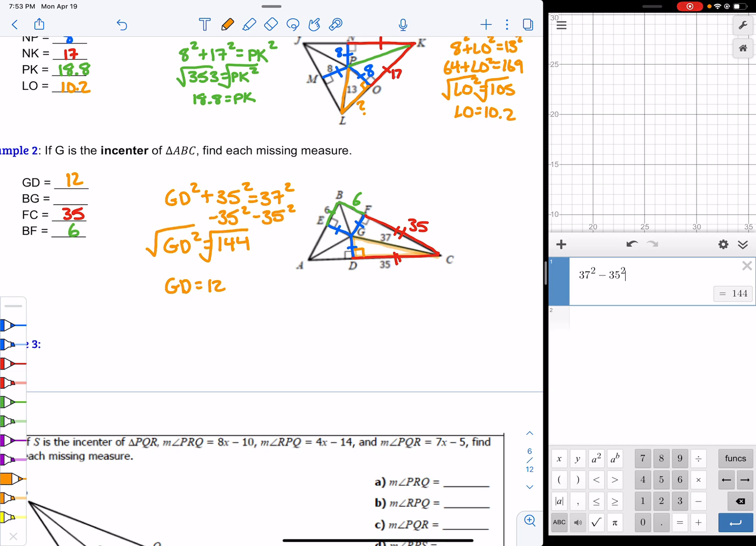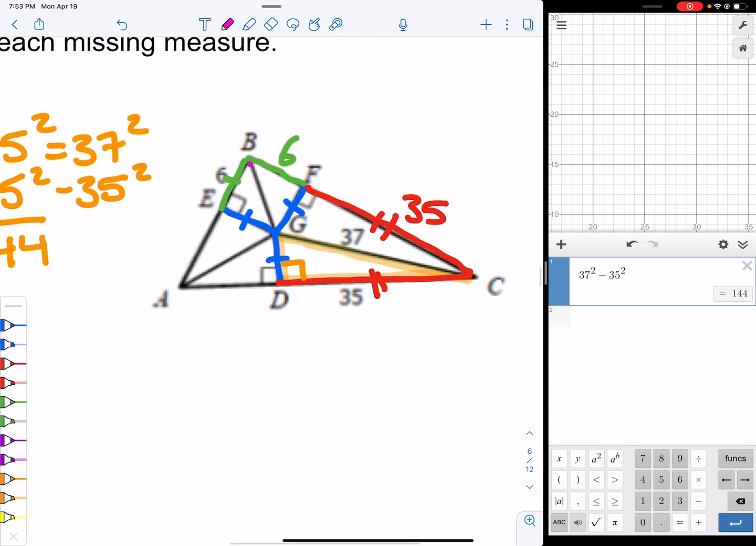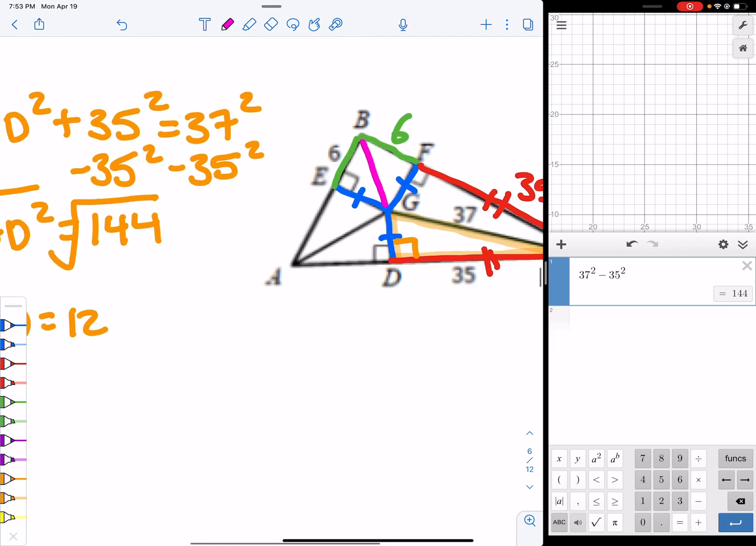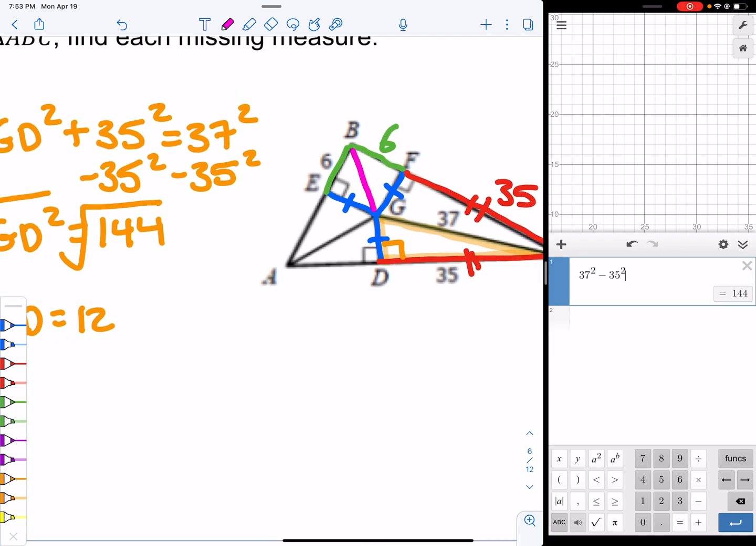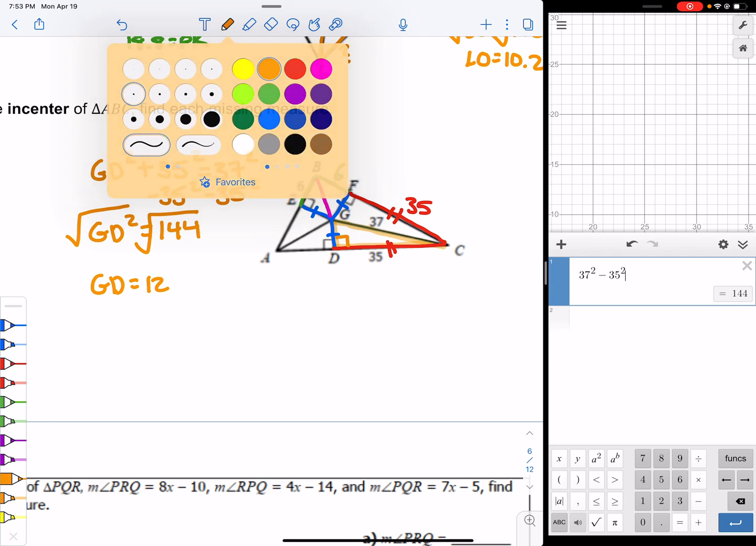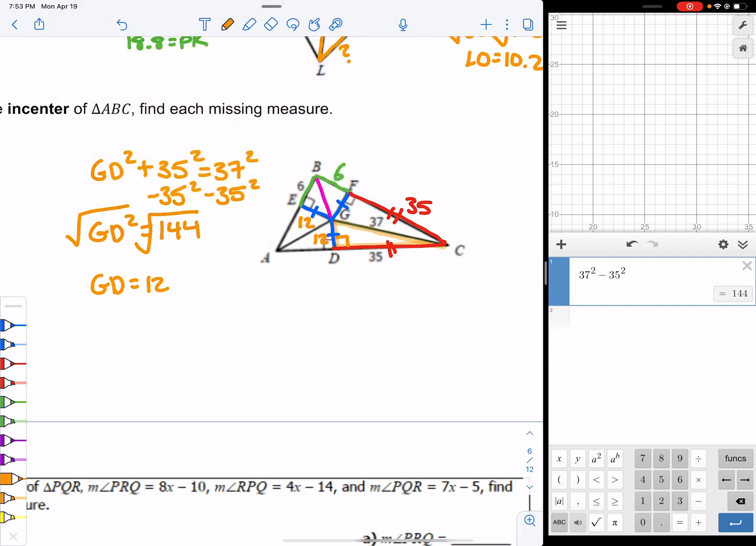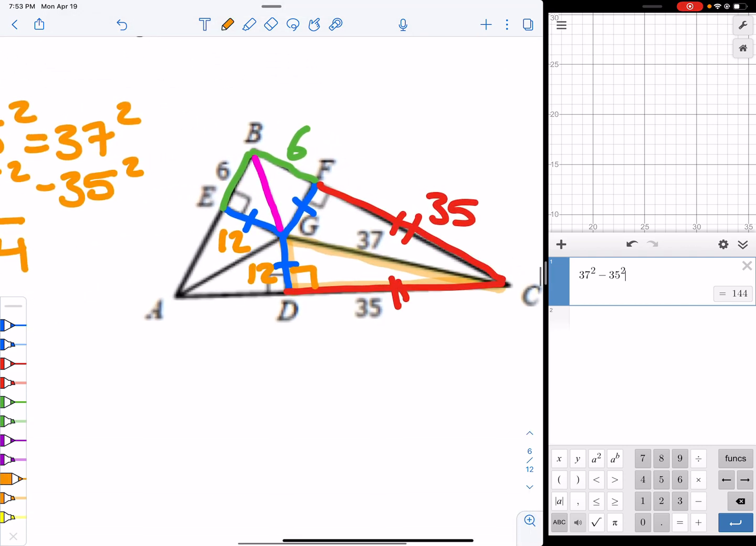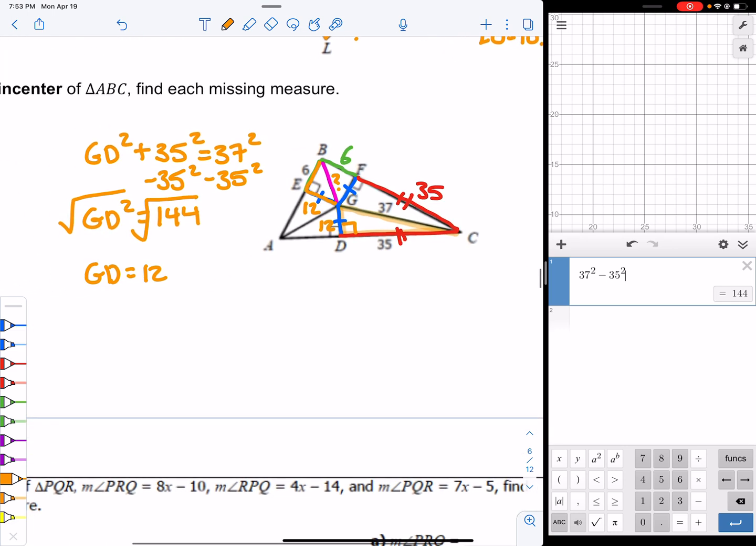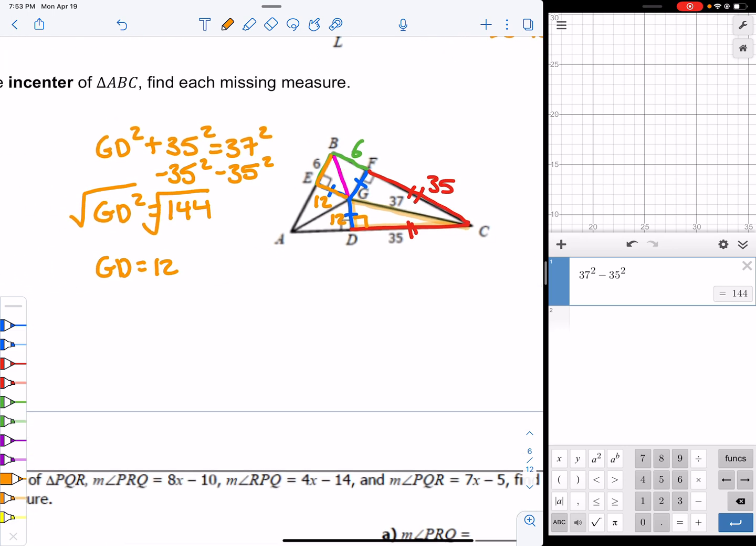All right, so one last piece is BG. So if you notice, BG is the hypotenuse here. I need to erase that one little tick mark. The hypotenuse, and we know that BF is 6, and then EG would equal 12, because we just figured out that these little pieces are 12. So we know 12 and 6 are the legs of this little triangle, and we have to figure out the hypotenuse, BG. So we need Pythagorean theorem one more time.